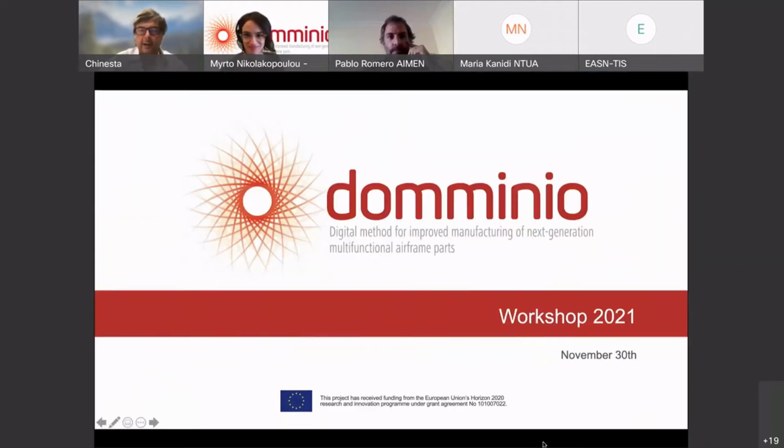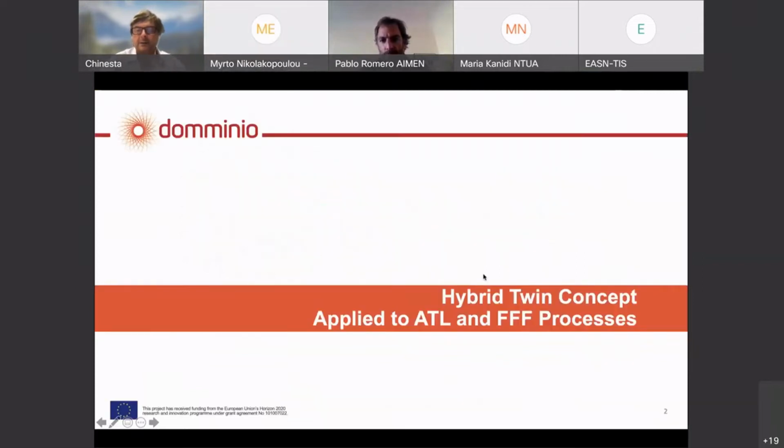I will introduce the advancements in the so-called work package 2 that is focused on the simulation, and in particular a simulation that is based on the hybrid twin concept that is being applied to the two processes that are involved in the project, the ATL and the FFF.